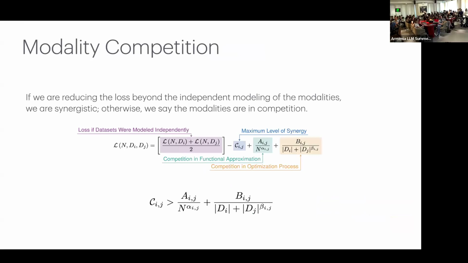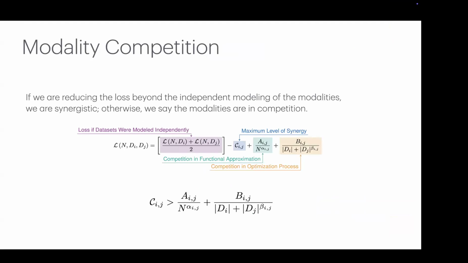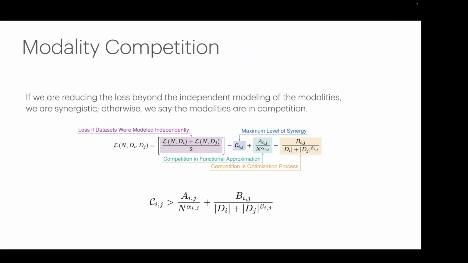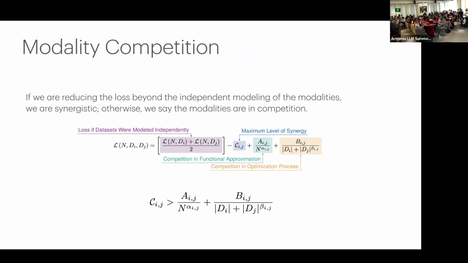And the really cool thing we could get from this is that we can very explicitly say that if we are reducing the loss beyond just independently modeling the two modalities, we are actually synergistic. And at that point, this was kind of the holy grail for multimodal modeling. The idea is that if you can actually get better performance by training on multiple modalities at once, that's insanely cool. And we should be able to pre-train much better models.